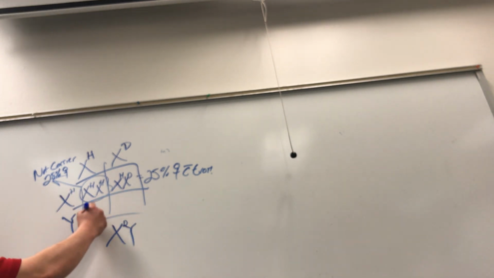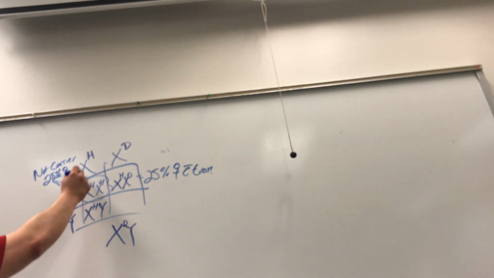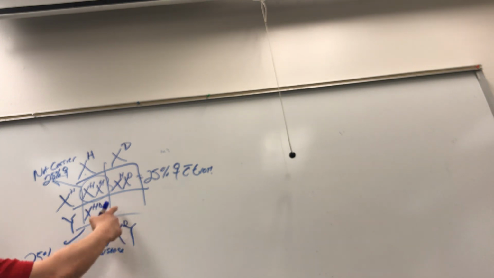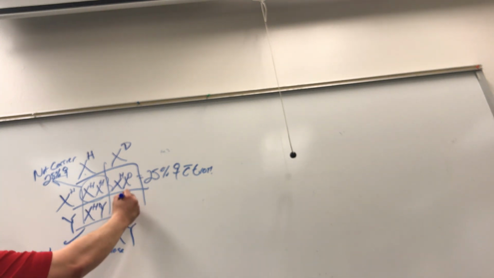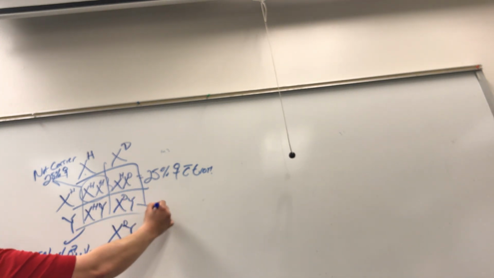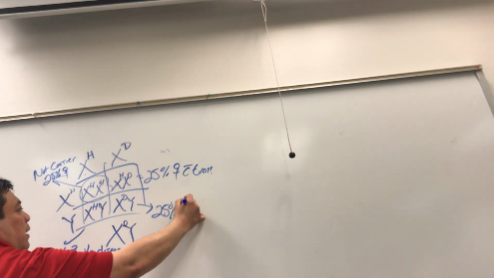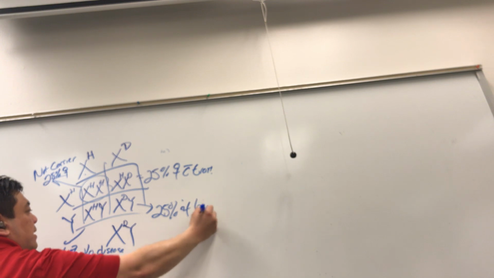This boy got very lucky. This boy got mom's good X chromosome, and then the Y from dad. 25% chance of a boy without disease, completely healthy. This is an unlucky boy. This boy right here will have the disease.